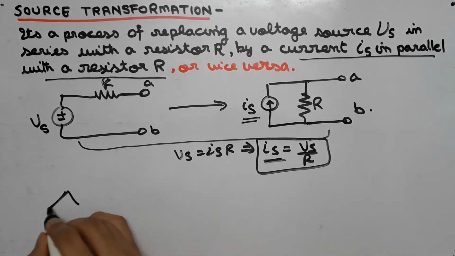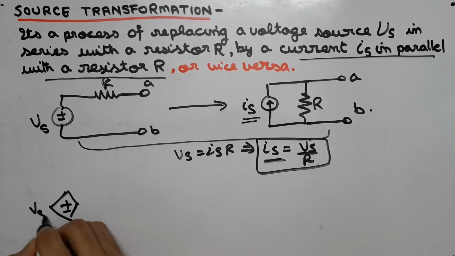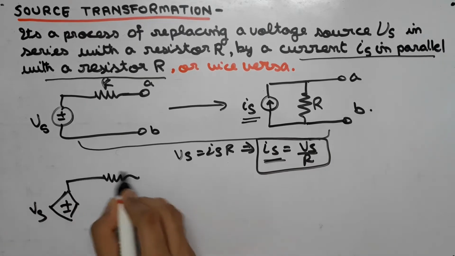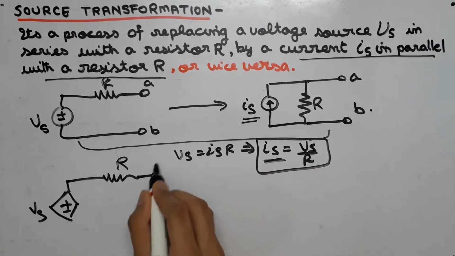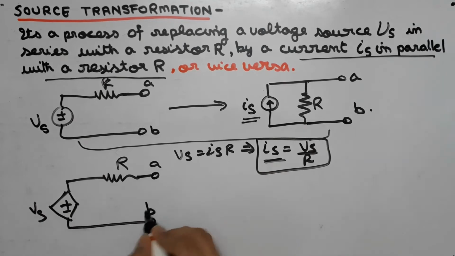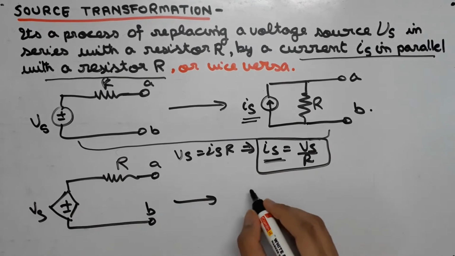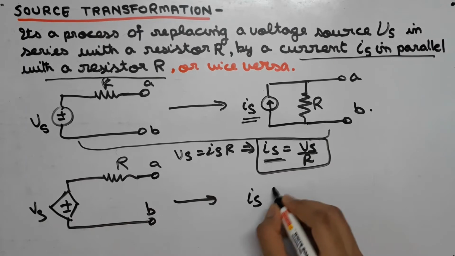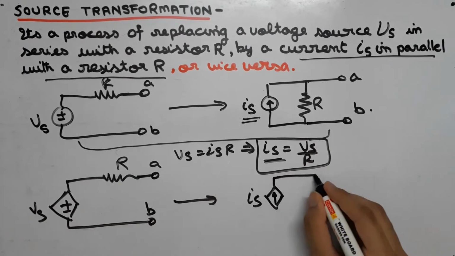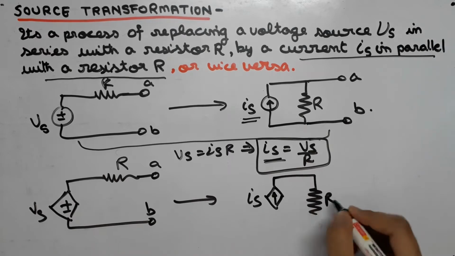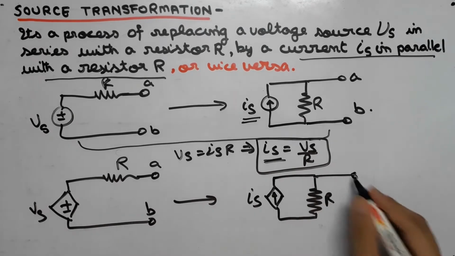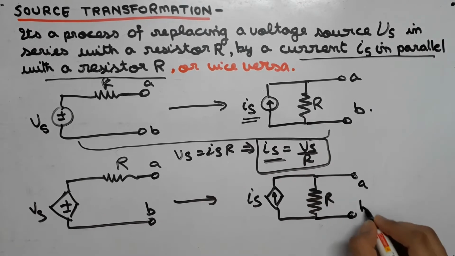Now let us say we have a dependent source Vs in series with a resistance R across the terminals A and B. Now similarly we will convert this into a circuit in which we have replaced Vs by Is, which is in parallel with resistance R across the terminals A and B.